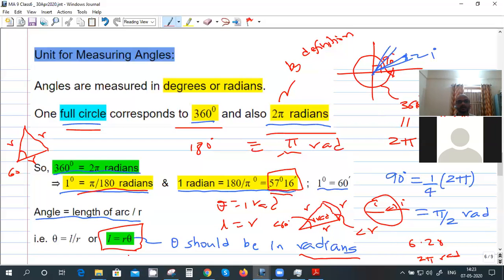Like kilometer is bigger than meter. Kilometer is a bigger unit than meter, right? 1,000 times. So similarly, radian is a bigger unit compared to degrees. Yes.